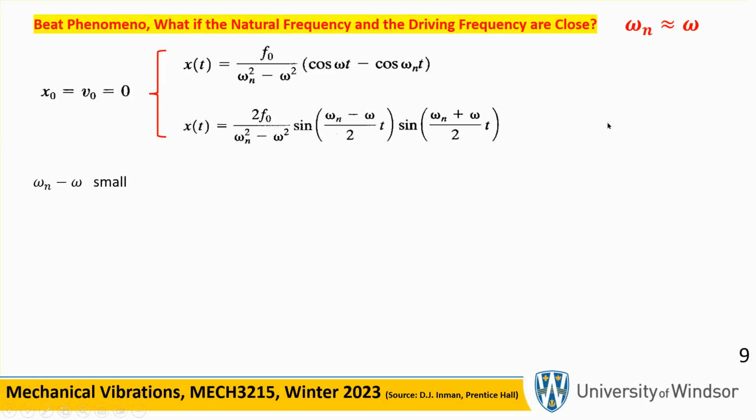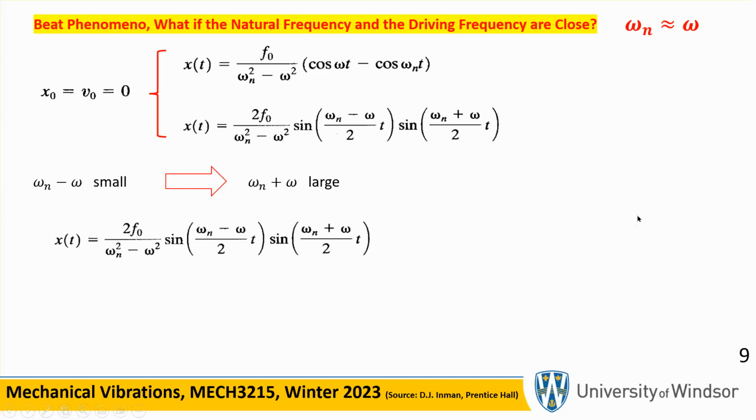Now, notice that if omega and omega n are very close to each other, this difference is small. So this is a small number, as opposed to omega plus omega n. So we can view this thing as being large and this thing as being small. So we have something that is varying very fast as opposed to something that is varying relatively slowly. I just rewrote this expression here once again.